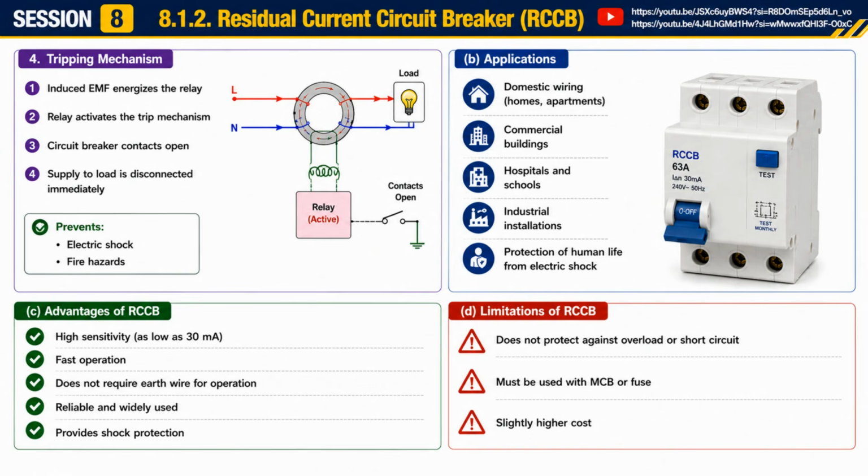2. Applications of RCCB. Used in domestic wiring, such as homes and apartments. Installed in commercial buildings. Used in hospitals and schools. Used in industrial installations. Provides protection of human life against electric shock.